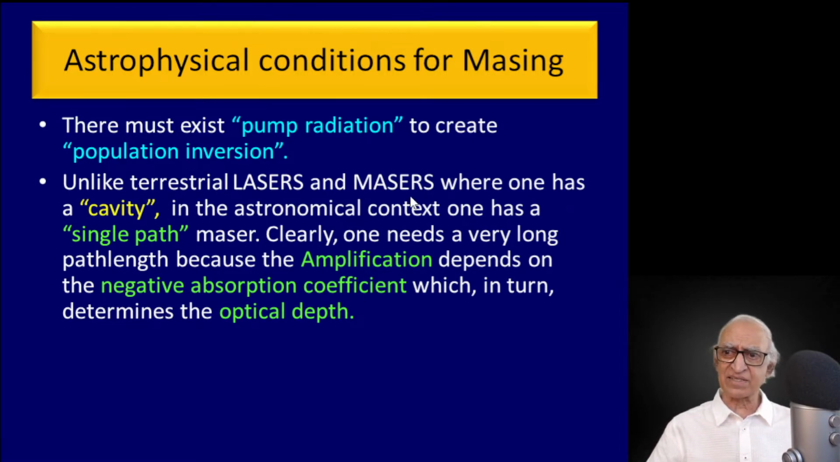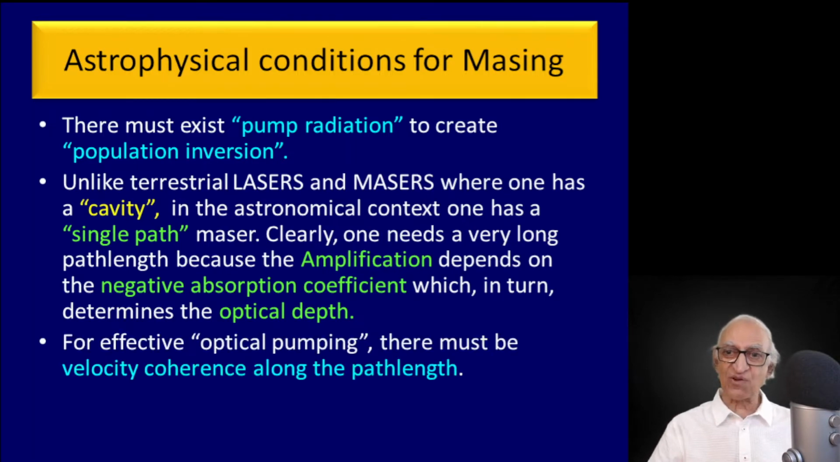Secondly, unlike in terrestrial lasers and masers where you have a cavity in which you make things bounce back and forth, in the case of lasers you have two mirrors and the beam bounces back and forth millions and millions of times, and thereby you get amplification. In an astrophysical situation, there are no cavities, there are no mirrors, so it's a single path propagation. So clearly, you need to have negative absorption coefficient, resulting in a large negative optical depth, all in a single path.